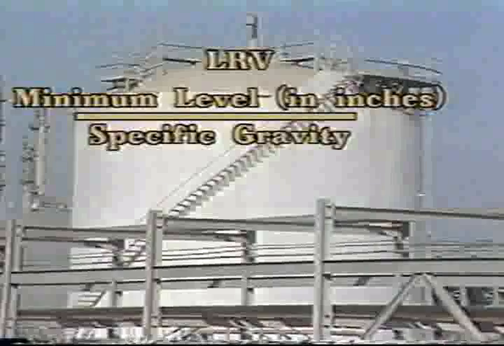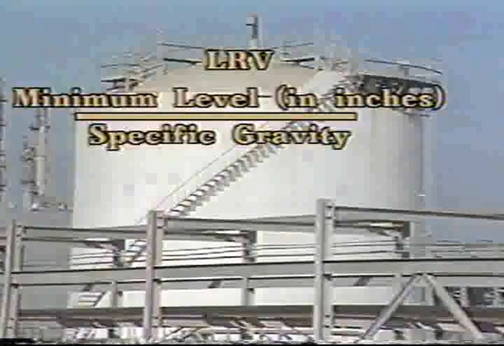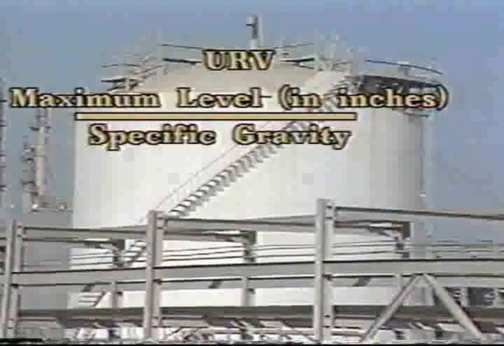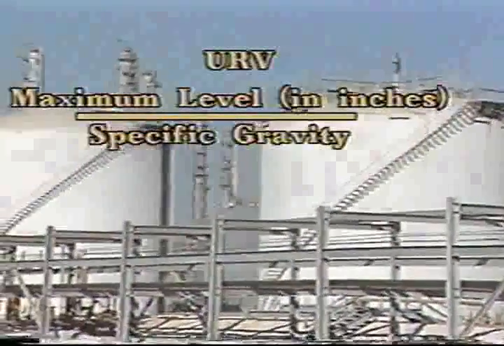The lower and upper range values must be adjusted to compensate for the liquid's specific gravity. To find the lower range value measured in inches of water, divide the minimum height of liquid in inches by the liquid's specific gravity. The upper range value is the maximum height of the liquid in inches of water divided by its specific gravity. The span, then, is the difference between these values. The test points should be 10, 30, 50, 70, and 90% of the transmitter's span.